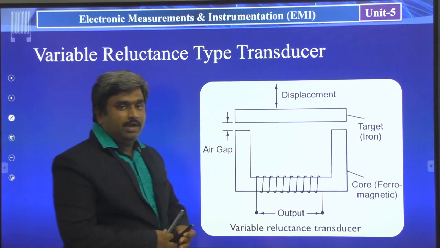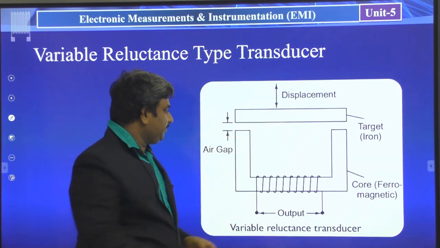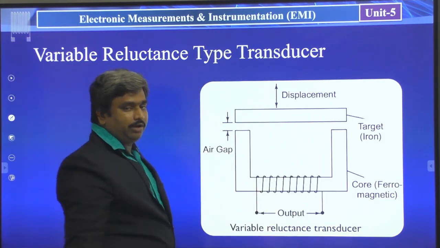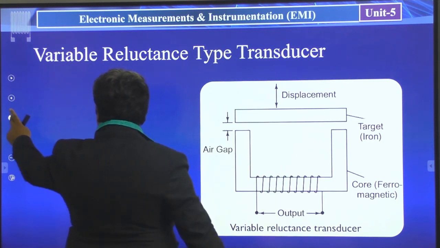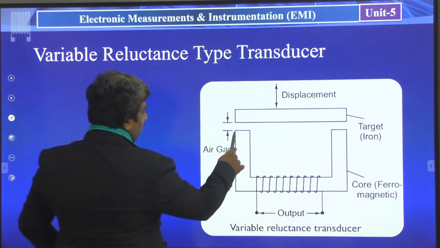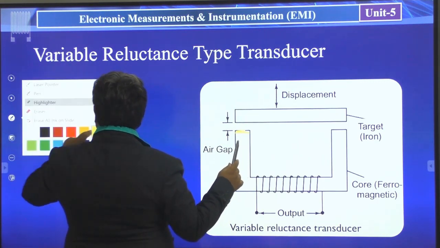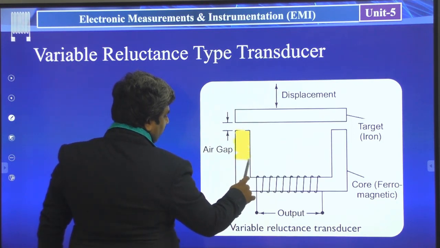So see here, I have placed a target iron rod, and here I have placed one more type of target, like a C type core. This is called the ferromagnetic core. You can see the ferromagnetic core; here I am highlighting it.